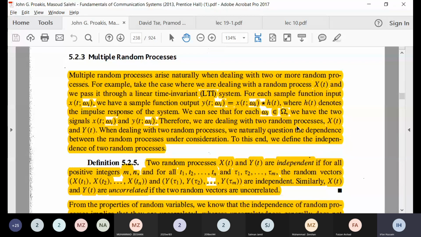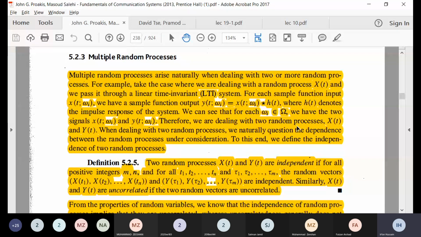Next thing is multiple random processes. My question is, why do we have to study multiple random processes? You can see also in the course it is not specifically mentioned, but without studying this, you won't be able to understand the multiplicity of random processes and why you have to take many random processes at the same time. So that is why this has to be covered.